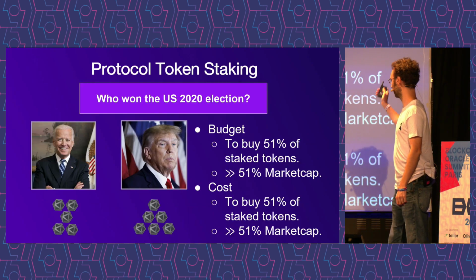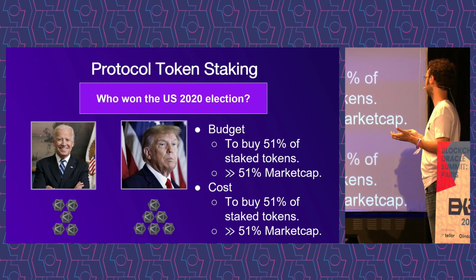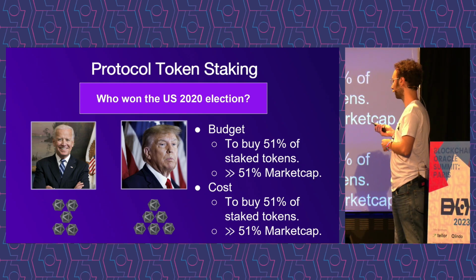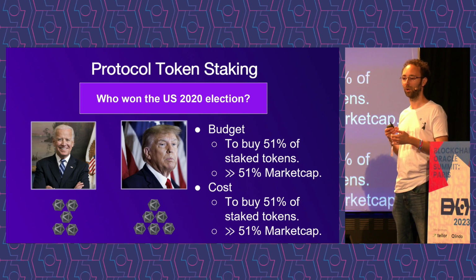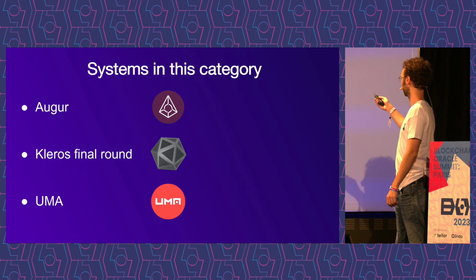So what's the budget here? Budget and cost will be pretty similar. The budget and cost are what it costs you to buy 51% of the staked tokens. That's going to be at least 51% of the market cap. In practice, it's going to be way higher because of market depth.